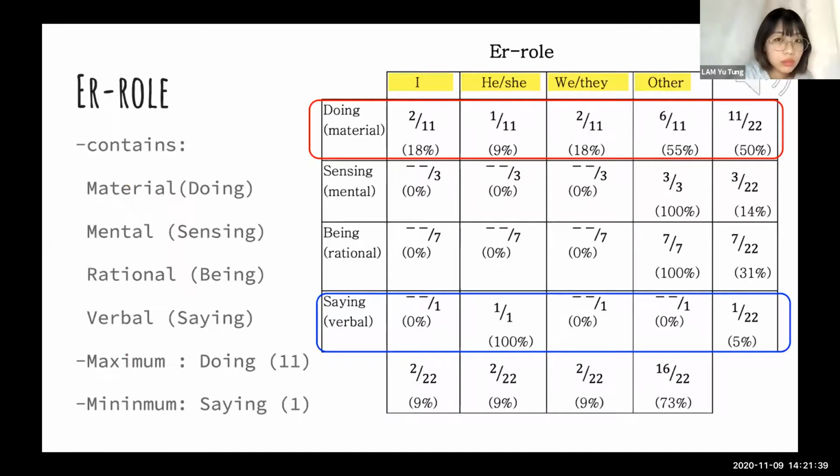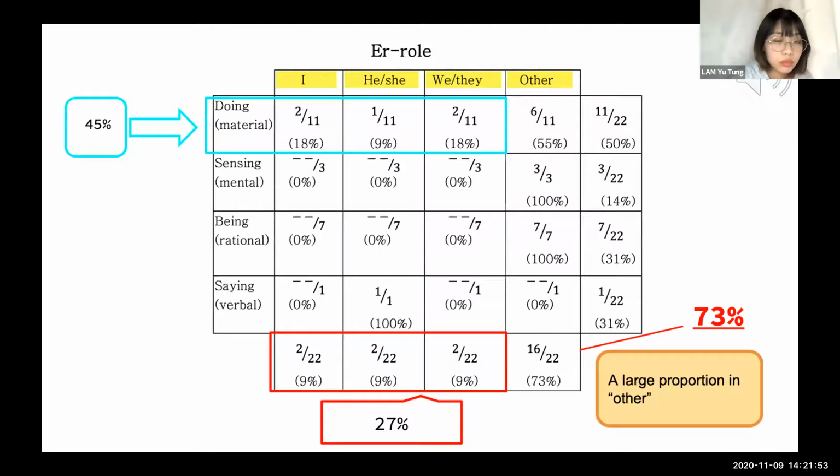So, in the ER roles, 50% is doing with 11 words, and 5% is saying with only 1 word. First, look at what we found to form the numbers here. Only 45% of doing is done by I, he or she, and we. Only a part of the text is doing. And even if I take a look at all the process types, only 27% are done by I, he or she, we or they. It means others figured out the majority of the text.